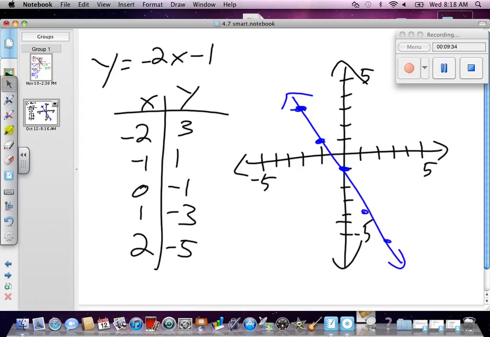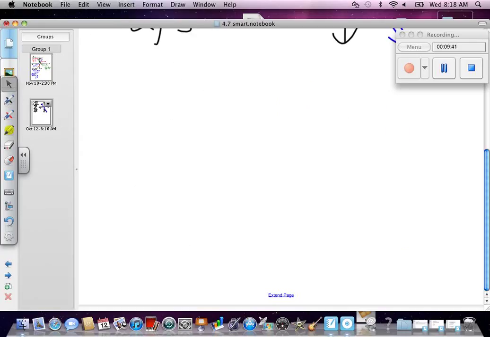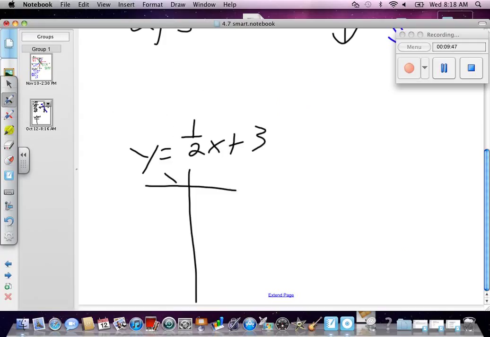All right, why don't we skip to number 3? All right, for number 3, we've got y equals 1/2 x plus 3. If you can choose any numbers you want, what kind of numbers do you want to put in for x? I want 1. You're going to have to times it by 1/2. So you want numbers that are divisible by 2. Yep, divisible by 2.